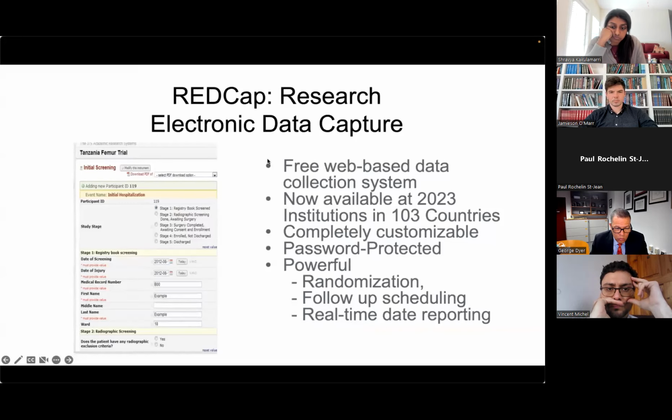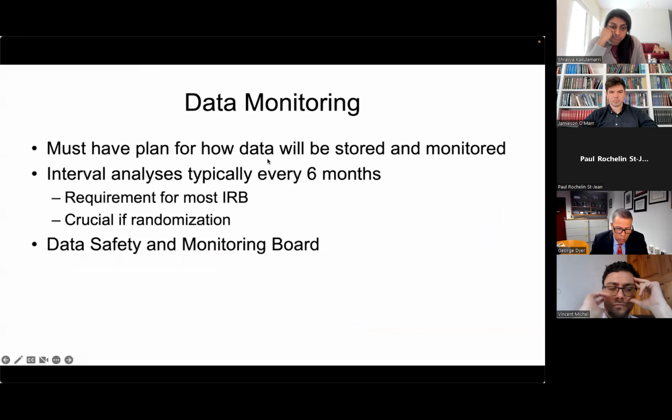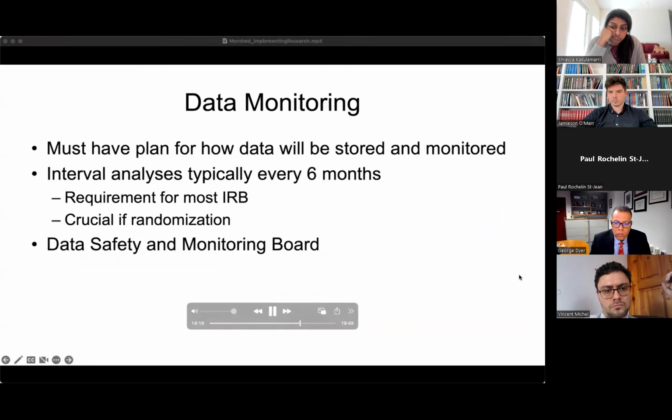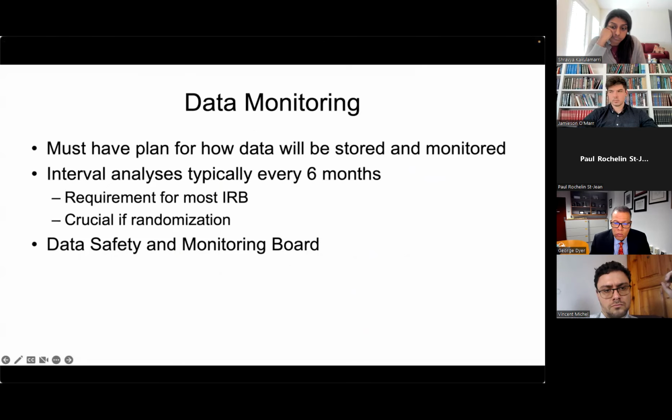How about data monitoring? We have to have a plan for how data will be stored and monitored. What are the intervals of analysis? Typically, we will do interim analyses every 6 months. We'll want to have a schedule and a customized way of reporting this data out to a data safety and monitoring board. We talked about that in one of the other lectures as a necessary safety measure that's now being required in most prospective clinical trials.